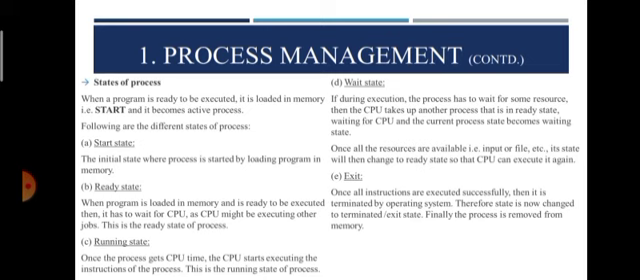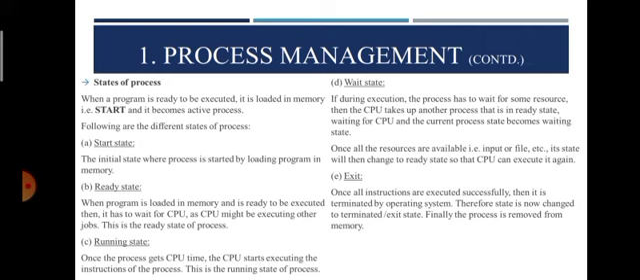Wait state. If during execution the process has to wait for some resource, then the CPU takes up another process that is in the ready state, waiting for the CPU, and the current process state becomes the waiting state. Once all the resources are available, such as input or a file, its state will change to ready state, so that the CPU can execute it again.